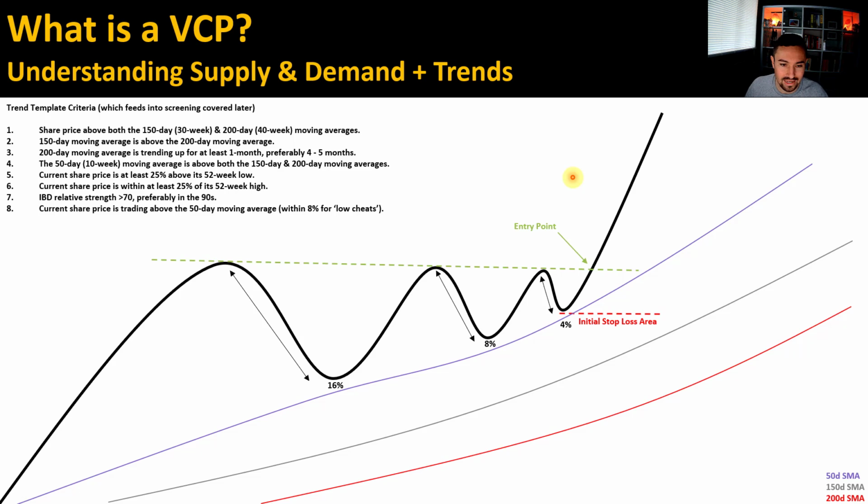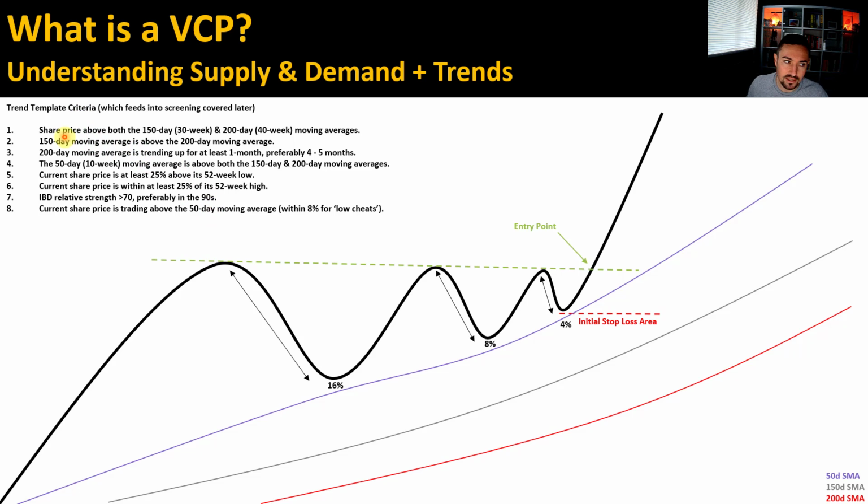So what on earth actually is a VCP? Well, let's just start here with the trend template criteria, because as I said, there are specific moments in time, specific areas on the chart where you're looking for this VCP, this volatility contraction pattern, to form. So this is the trend template criteria, which I'm going to show you again in maybe 10 or 20 slides' time, probably around about 15 actually. And this is then going to feed into the screening.